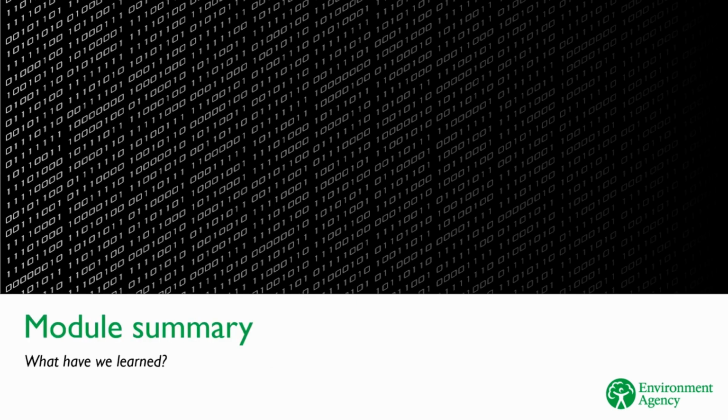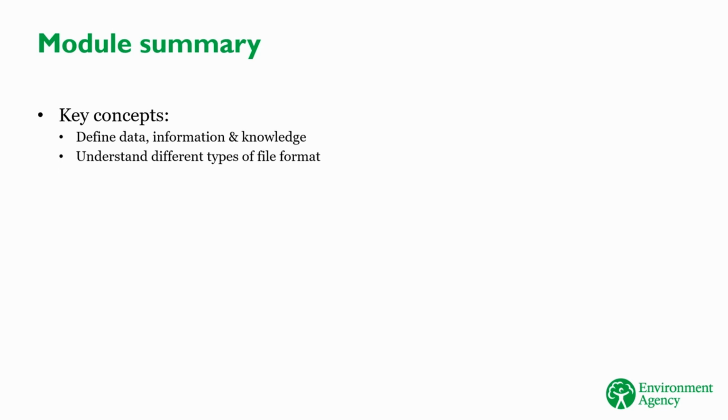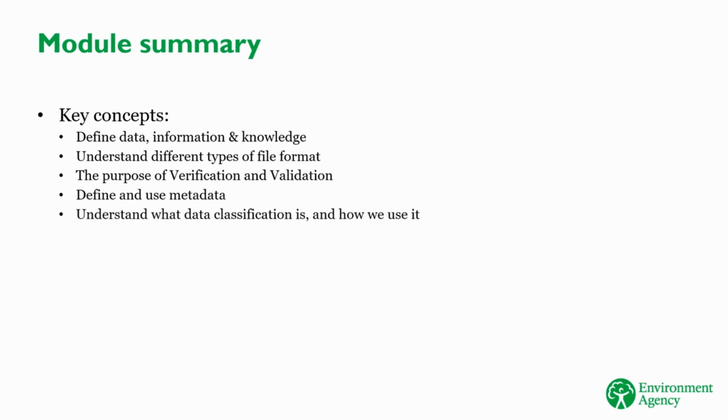That completes Module 1 of the Environment Agency BIM eLearning. In this module, you have learned some key concepts about data and information. You've learned the difference between data, information, and knowledge, about open and native file formats and when they are useful, how verification and validation are used to check that files or data are fit for purpose, that we can use metadata to classify data to make it easier for us to look things up. And you've learned what a model is and how it applies to information.